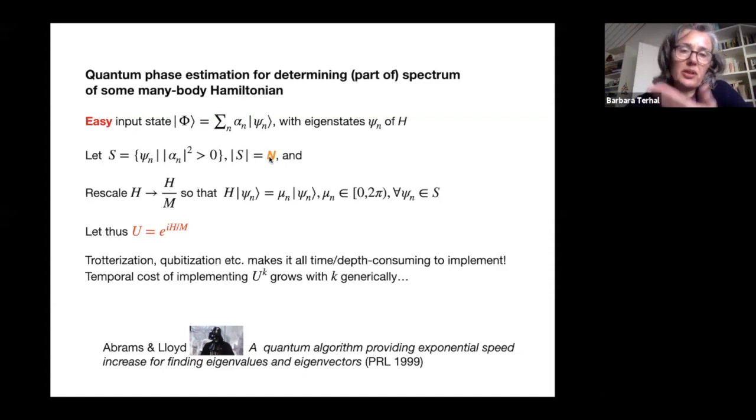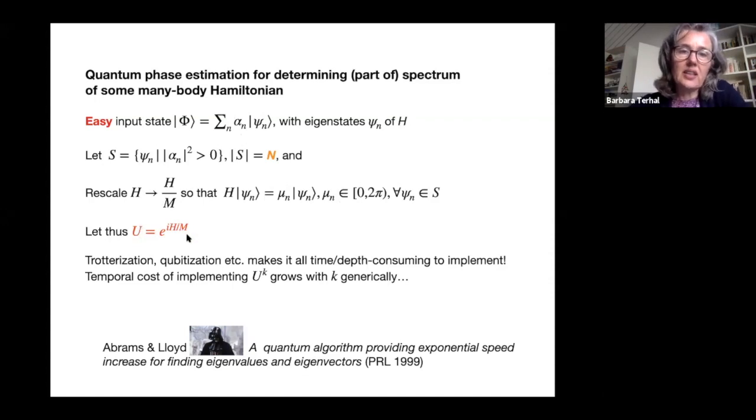And why is it small? Because in general it's exponentially large, so then I can't determine all these eigenvalues. The goal is, I want to not just determine one eigenvalue, I want to learn the full spectral content in this state. The other thing we do, if we have some many-body Hamiltonian, is rescale it such that all the eigenvalues fit in the interval 0 to pi, at least for the eigenstates that are in S. And that defines a unitary U.